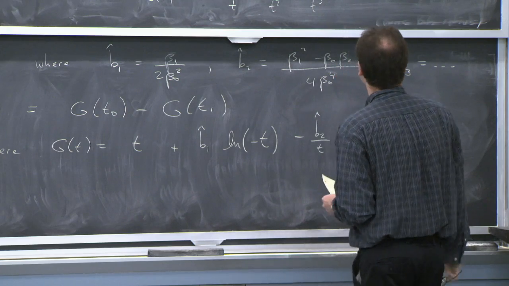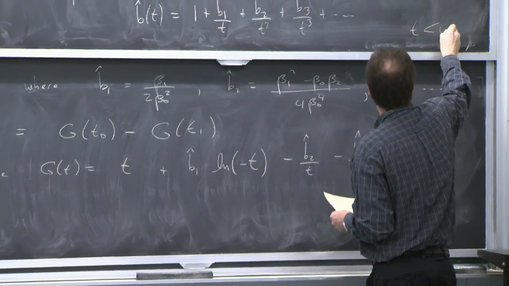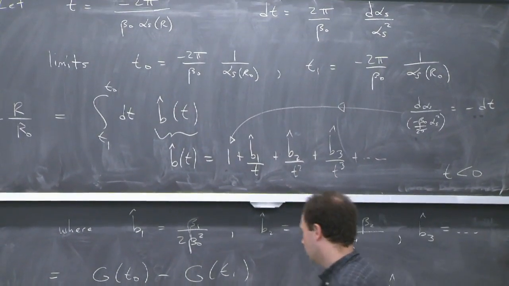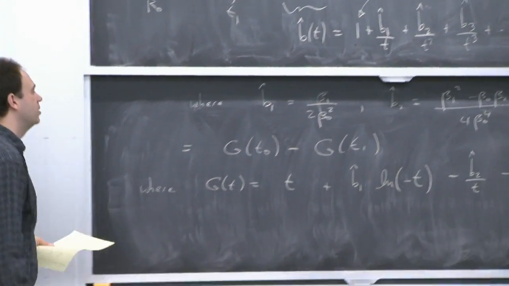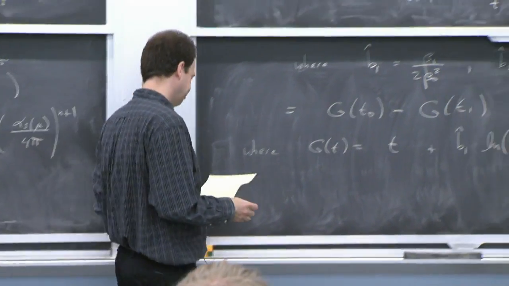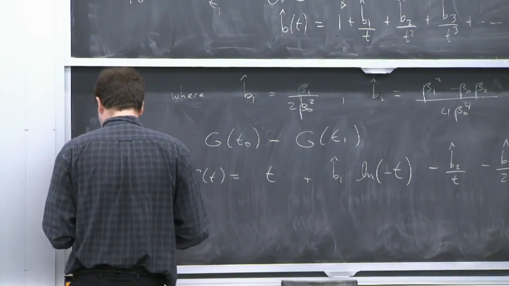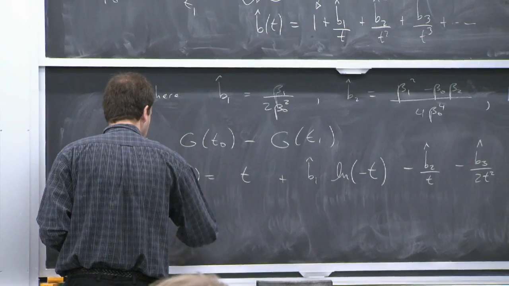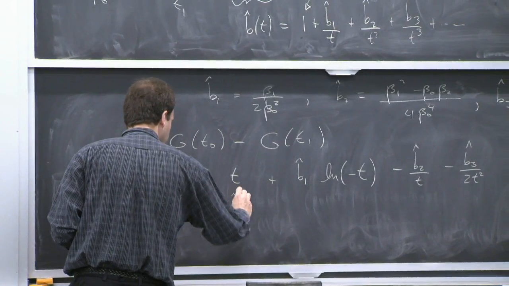So t was negative. If you look at my definition of t, it had a minus sign in it. So this log is a log of a positive number. OK, so we have this g of t, and g prime of t is just b hat.